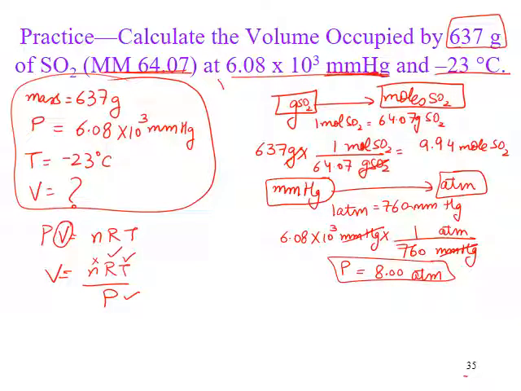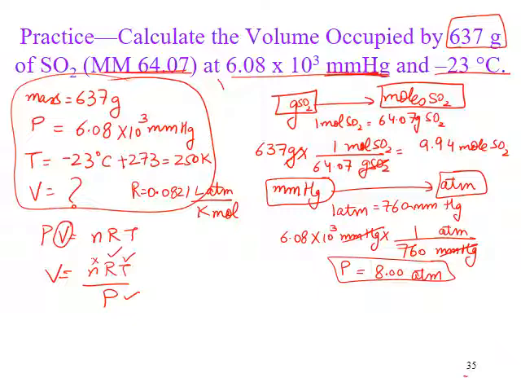Now we can plug all the values in. What is the value of R at this state? Again, you can look through your slides, it would give you 0.0821 liter atm over Kelvin mole. And the temperature is minus 23 degrees Celsius, so we convert it into Kelvin. That would give us a temperature of 250 Kelvin. Now we plug everything into this expression.